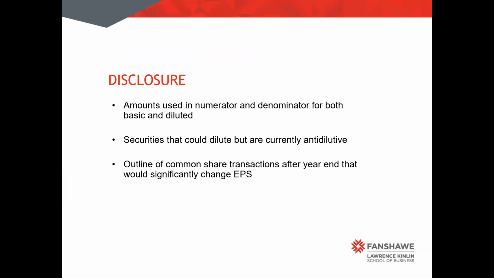Last few things is disclosure. In your financial statements, you will have to disclose what numbers you have used in both your numerator and denominator for both basic and diluted, and for each year that's in your financial statements. You would disclose any securities that could dilute, but that are currently anti-dilutive. So you would list them in your notes. They wouldn't impact the financial calculation. And you would outline any common share transactions after year end that would significantly change earnings per share. So if you had some common share transactions that happened after your fiscal year end, but prior to you issuing your financial statements, you would include those as subsequent events.